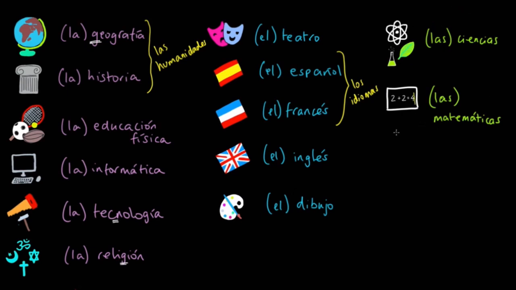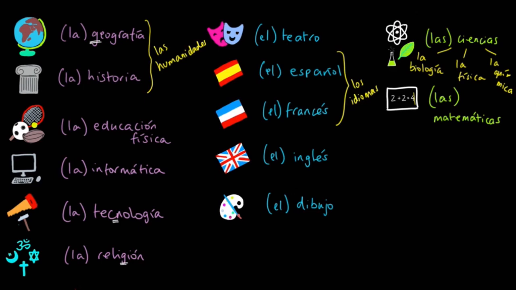Notice these subjects here are plural, but also las ciencias, we can have la biología, la física y la química. We can have them separate or together. So remember there are some subjects which are feminine, la geografía, la historia, and all of the subjects in this section here. Some are masculine, el teatro, el español, el francés, and some are plural, feminine plural in this case.